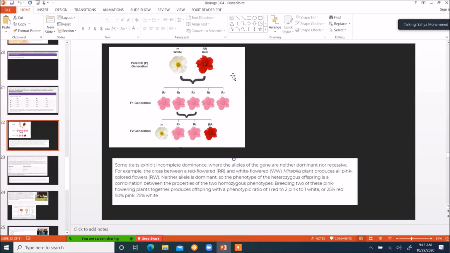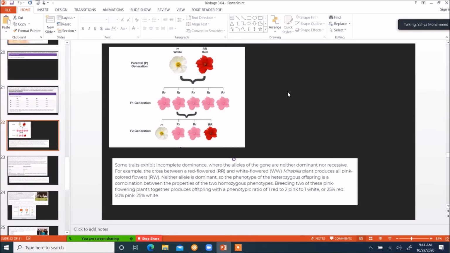Right. So when we have the capital R, would you say the capital R is actually completely dominant? Yeah, the capital R is completely dominant. So I'm asking, is the capital R actually completely dominant here? Right. So if we go to the F1 generation, what is the genotype of the F1 generation? Heterozygous, right?